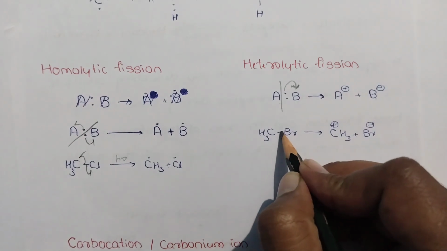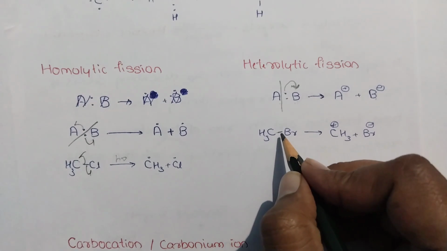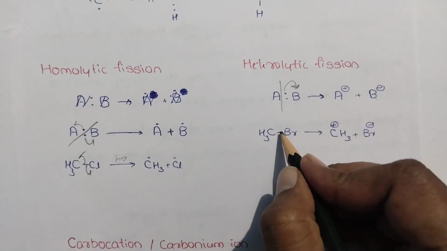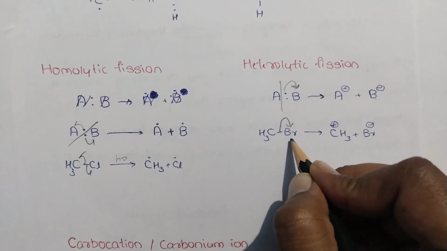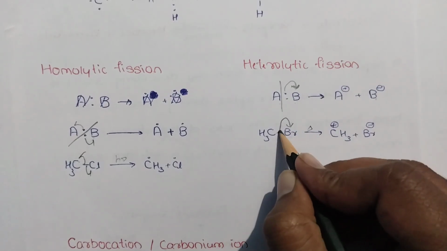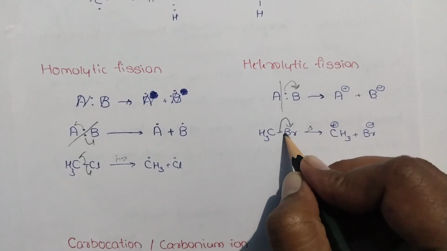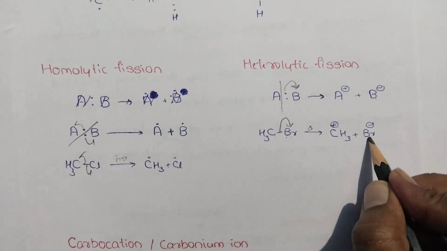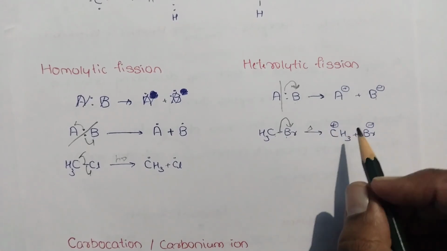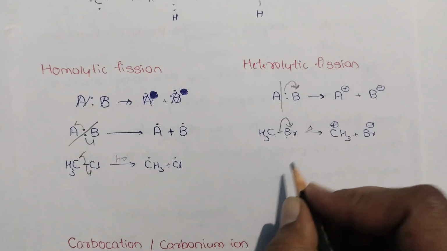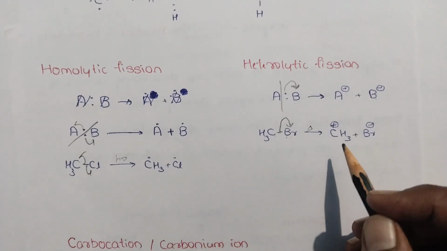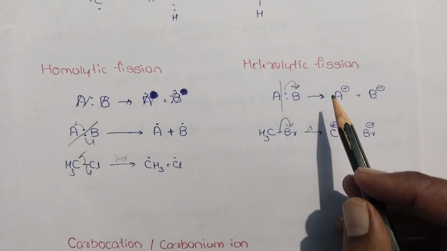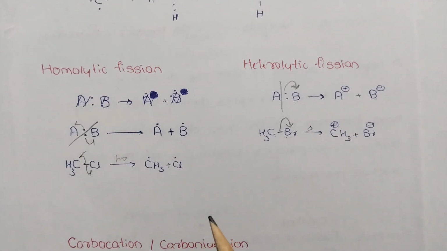This is methyl bromide. When methyl bromide undergoes heterolytic fission, bromine is more electronegative, so both electrons go to Br. When you heat this, Br gets both the electrons, so that this methyl CH3 gets the positive charge and Br gets the negative charge. This is called a carbocation. Carbocations and carbanions you can get in heterolytic fission. So this is homolytic fission and heterolytic fission.